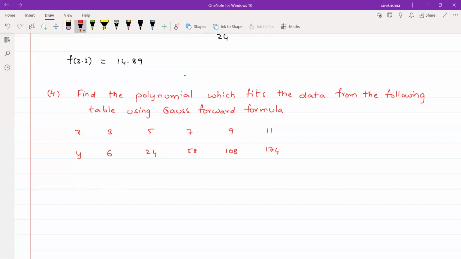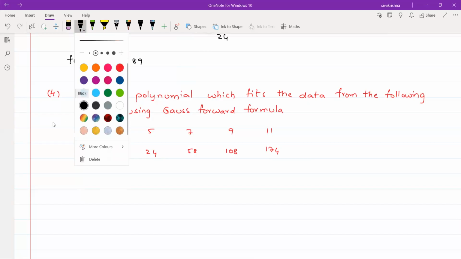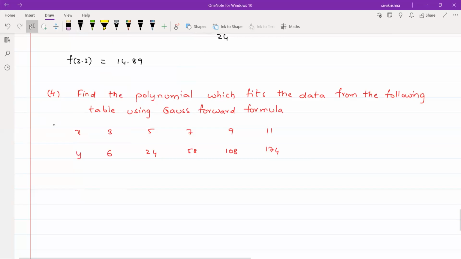So first of all we have to find the value of u. The formula for u is x minus x naught by h, so I am writing u is equal to x minus x naught by h. Here we can choose x naught as the first value. Now here I am choosing x naught as the first value.